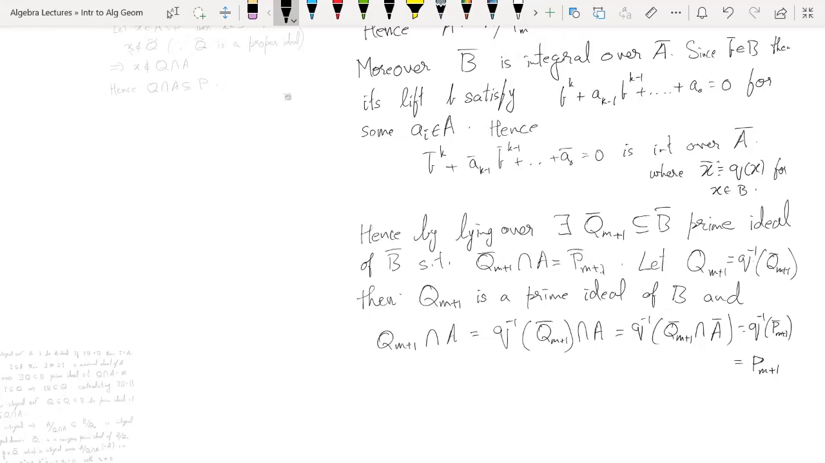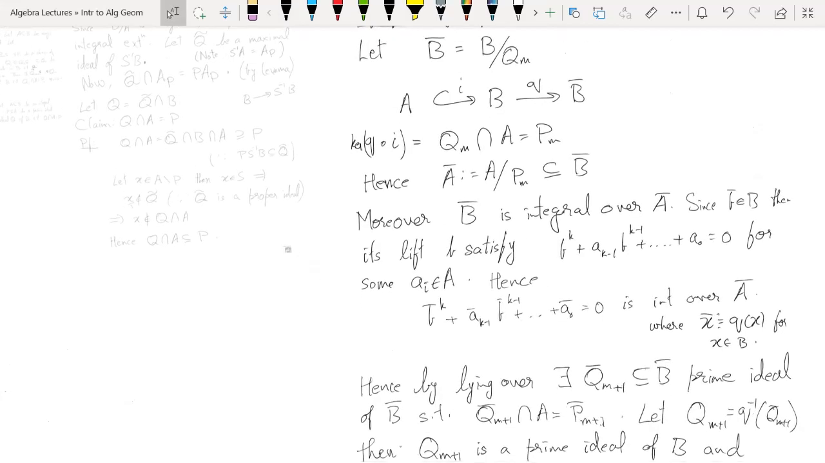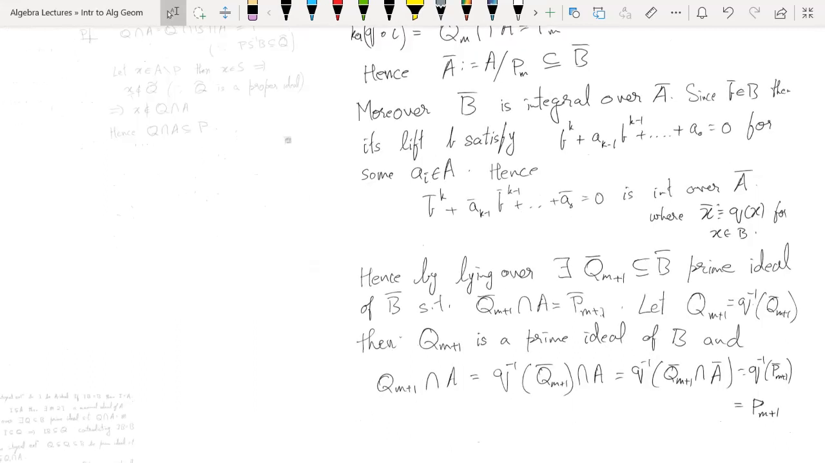Yeah, because PM plus 1 bar is a prime ideal of A bar. Remember, PM plus 1 was a prime ideal in A. If you go mod, you look at its image, it's going to be a prime ideal in A bar. Yeah, it comes because PM plus 1 contains PM. So there is a bijection between ideals of A containing PM and ideals of A mod PM. And this bijection preserves prime ideals.